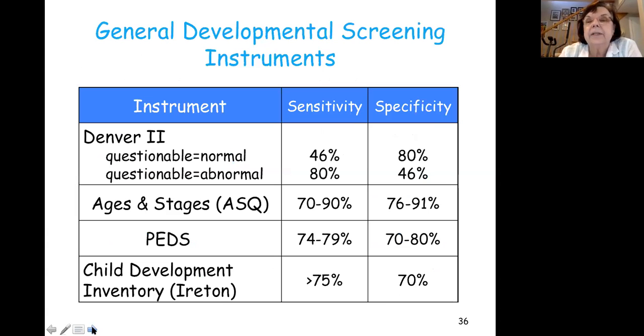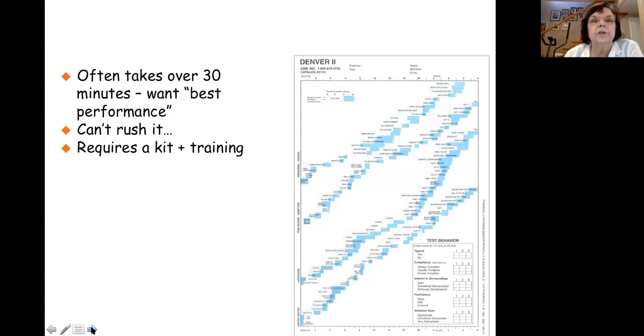So this looks at some of the sensitivity and specificity issues with some of the instruments, and as you see, the Denver has variable specificity and sensitivity. Ages and Stages is generally in the above 70 category, and so is the PEDS. And the Child Development Inventory, also by Ireton, has hundreds of questions and many pages that parents may find a little tedious, so it's a little less well used.